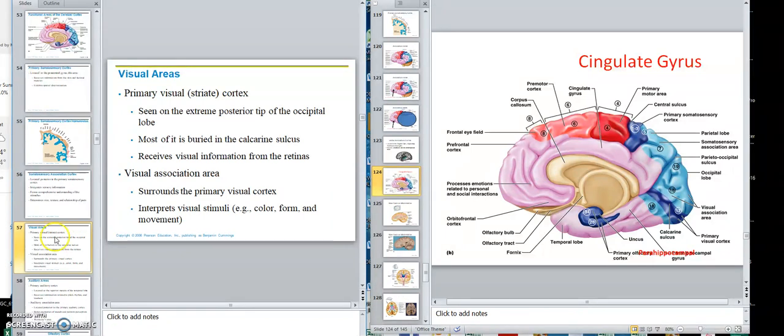Okay. So we go further. The visual area, primary visual cortex in the back, is seen on the extreme posterior tip of the occipital lobe. Most of it is buried in the calcarine sulcus, which is here. That's the calcarine sulcus, a little indentation. It receives visual input from the retinas, where you see from. The visual association area surrounds that, and again, that surrounding area interprets what you saw.